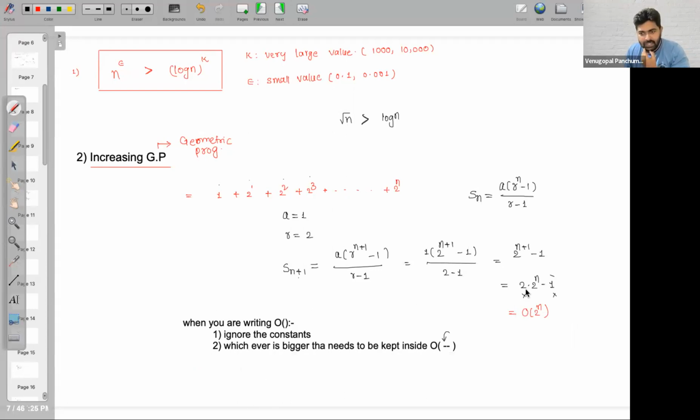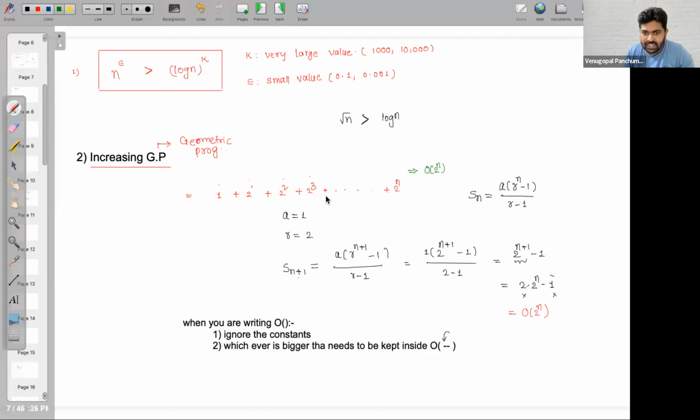How did 2 into 2 power n come? This is 2 power n plus 1. This I can write as 2 into 2 power n, right? It's properties: when bases are same, 2 into 2 power n is nothing but 2 power n plus 1. That's why 2 into 2 power n minus 1. Therefore this is order of 2 power n. Whenever you see this expression, you can blindly replace it with order of 2 power n.